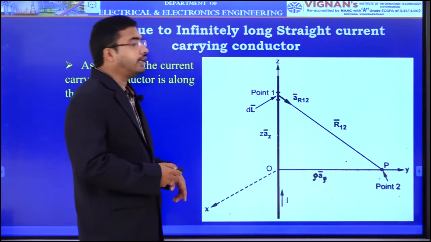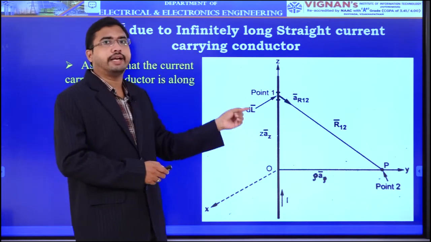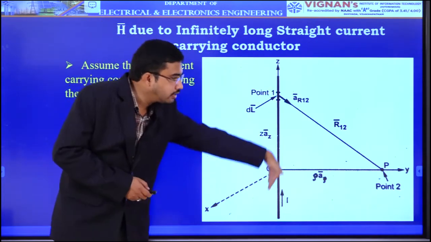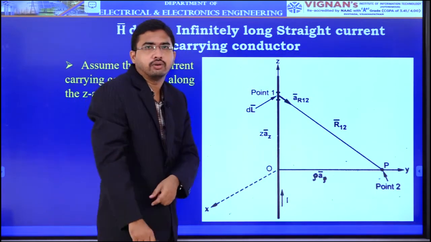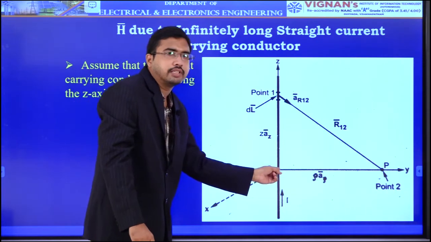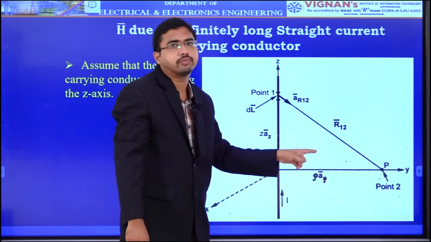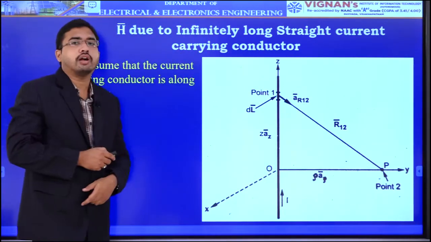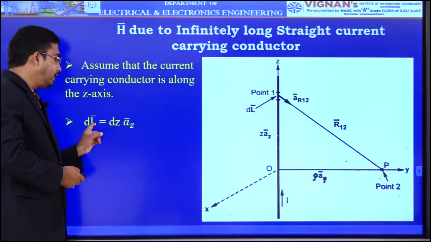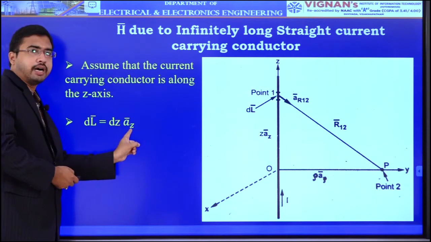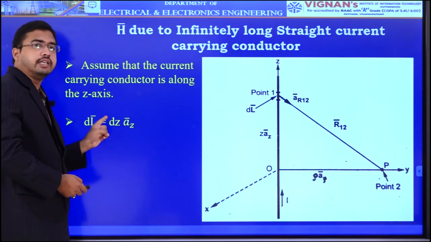Now, consider the cylindrical coordinate system. Assume that a cylinder of radius rho is placed around this current carrying conductor. Radius rho means the radius of the cylinder will be from here to here, and the same distance on the other side is also rho. Now, in the cylindrical coordinate system, what is the differential length dl? The differential length dl is dz into az bar, because that is along the z direction.